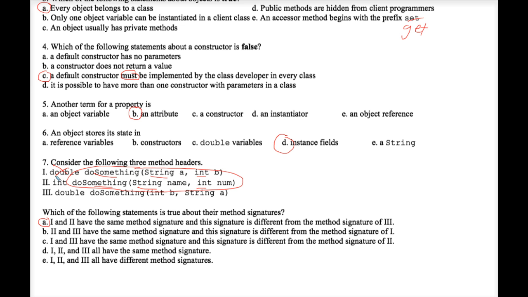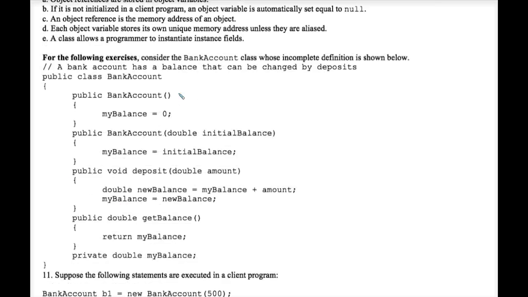Remember, the return type that's out front here has nothing to do with a signature. So that should be ignored. Those words there should be ignored for the purposes of answering this question. Any questions? Moving on to number 8.